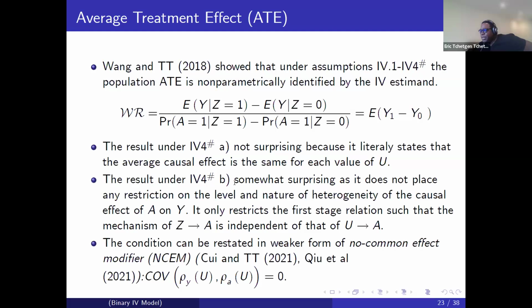The result in IV4-B is somewhat surprising, in that there's no restriction placed on the level or nature of heterogeneity of the causal effect of A on Y. It only restricts the first stage relation, such that the mechanism of ZA is independent of that from UA. The condition can actually be restated in a weaker form, known as no common effect modifier. This basically says that the heterogeneity in the causal effect on the outcome scale and the heterogeneity in the first stage are uncorrelated, orthogonal to each other. In fact, this is much weaker than assuming either A or B, in the sense that you could have heterogeneity at both levels, but it could also be heterogeneity with respect to unmeasured factors that are independent. That's the case that was not covered by either A or B.